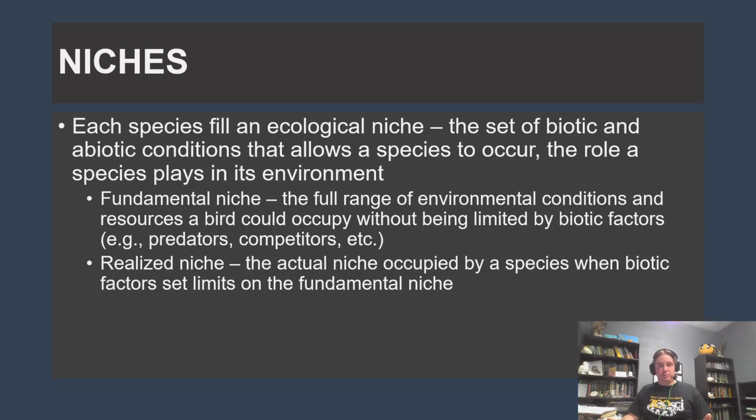Then there's the realized niche. The realized niche is the actual real world niche space that the species occupies when you put in the predators and the competitors and the different pathogens and things, the biotic things that are going to put limits on this species. So there's two different types of niche, but the realized niche is the one that matters from a practical perspective because it is the one that really exists in the world.